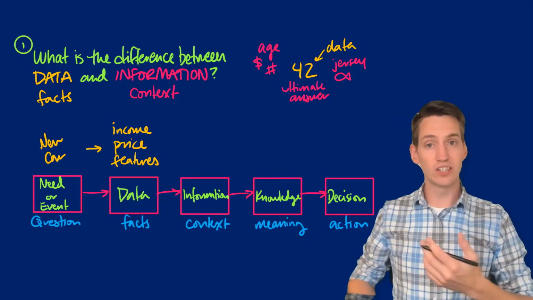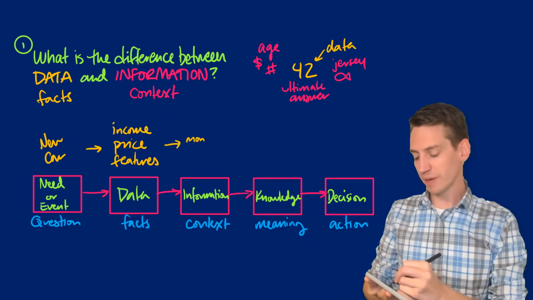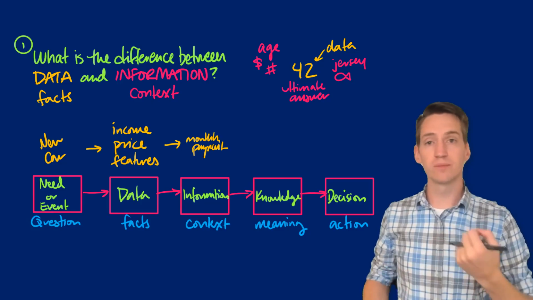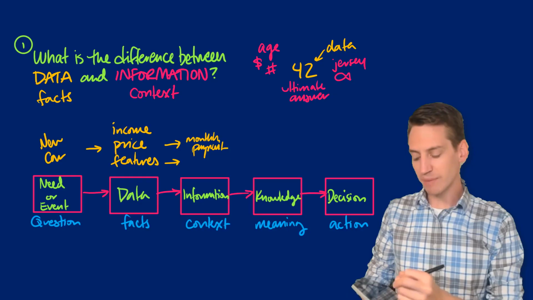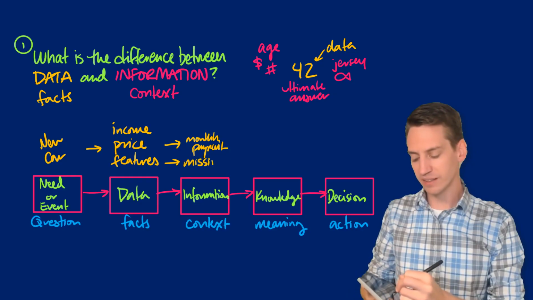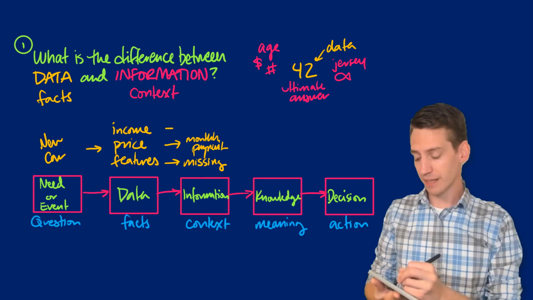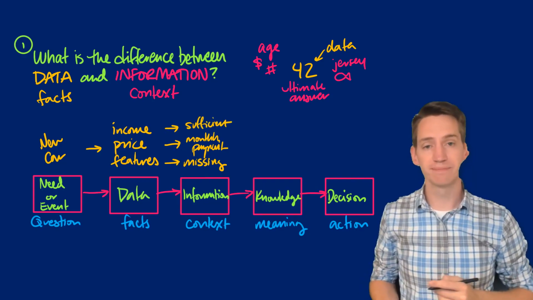Now I use that data to generate information. The price is going to help me determine my monthly payment when I combine that price with the terms, with the interest rate, and other pieces of data. The features, I may find that a key feature is missing from the specific car that I'm looking for. I may look at my income and determine that my income is sufficient to purchase a car at the moment.